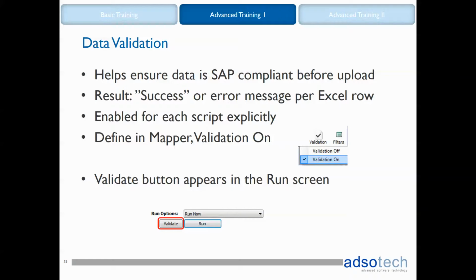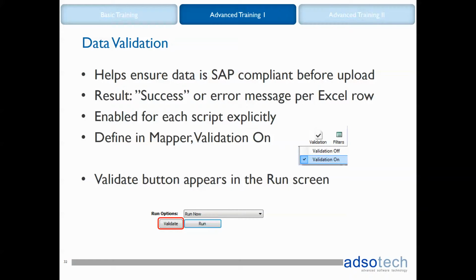This option for data validation is not automatically on for all scripts. It actually needs to be enabled per script explicitly. There are also some restrictions for using data validation. So it makes sense that by default it's off, and when you need and want to use it, then you go to the mapper and turn it on.